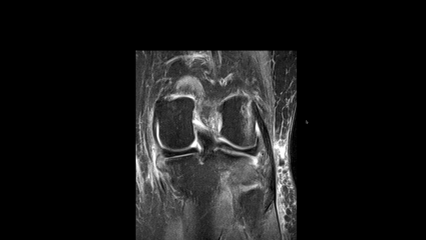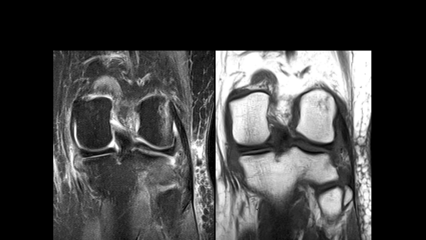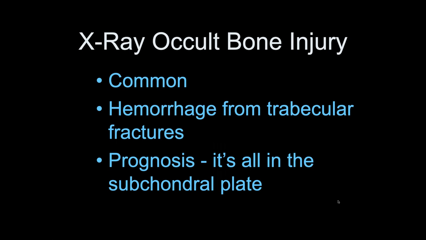I've already shown this particular case with the knee. Here it's obvious that you've got a distraction injury down here. The injury of the fibula is less well visualized on the fat suppressed images, but with the non-fat suppressed, you can see that what's really important is actually a displaced fracture of the fibular head, which is less well visualized on the fluid sensitive images, because what we have here is a distraction injury with very little edema around it, but we see that there's actually a displaced bone fracture there. So we know that X-ray occult bone injuries are common. The hemorrhage comes from trabecular fractures, and if it's not adjacent to the subchondral plate, these trabecular injuries have very good prognoses.